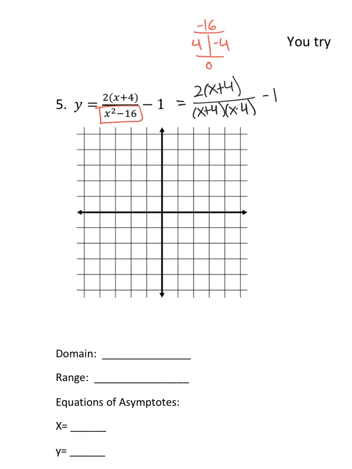Okay, and we're going to cancel what's the same. So I have an x plus 4 here and an x plus 4 here that I can get rid of. So I now have 2 over x minus 4 minus 1.